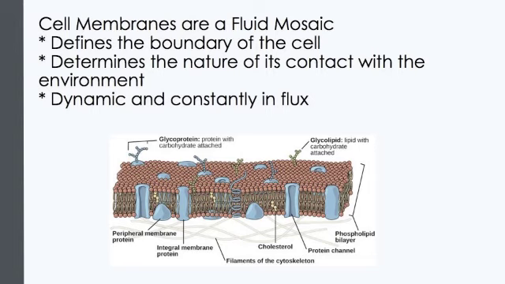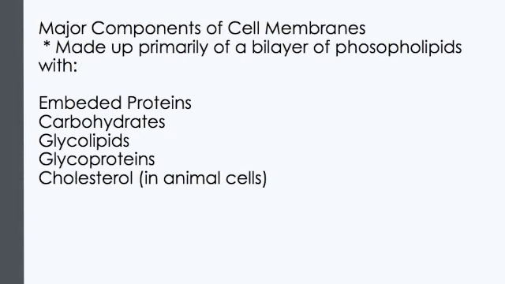They also determine the nature of its contact with the environment, and the cell is dynamic and constantly in a state of flux. The major components of cell membranes are made up primarily of a bilayer of phospholipids that have embedded proteins, carbohydrates, glycolipids, glycoproteins, and cholesterol, at least in animal cells.